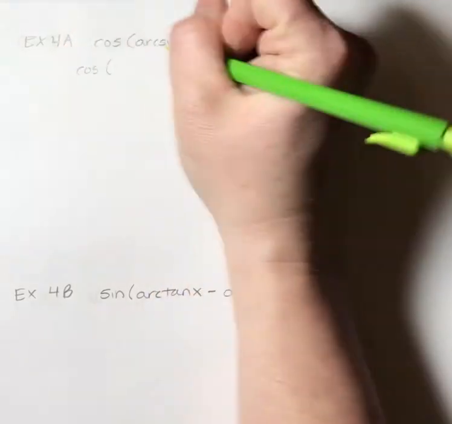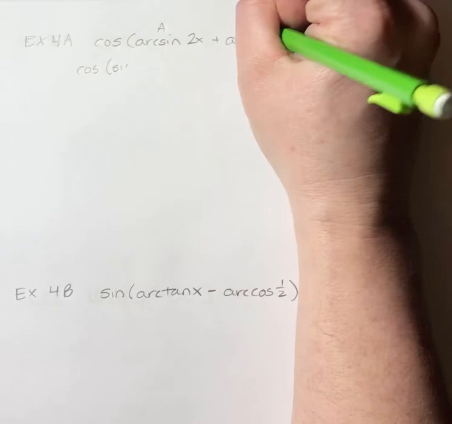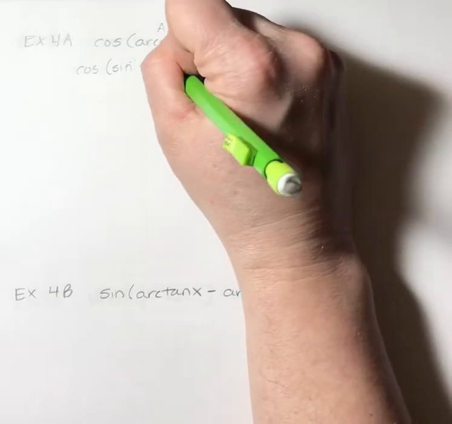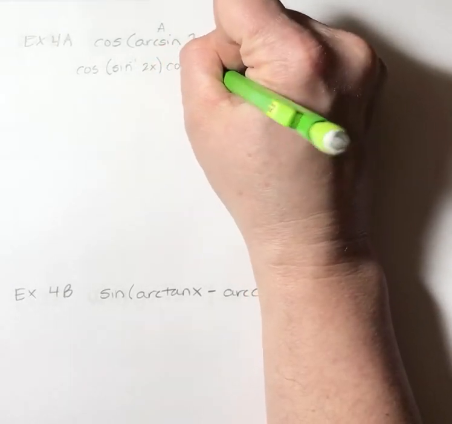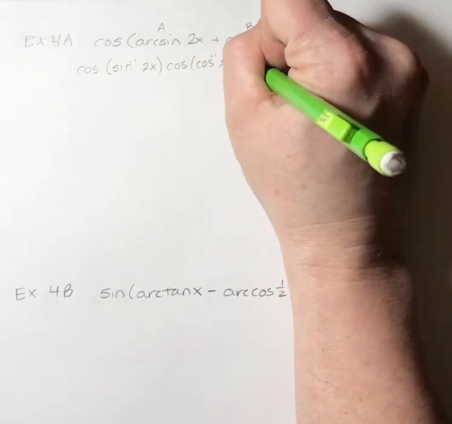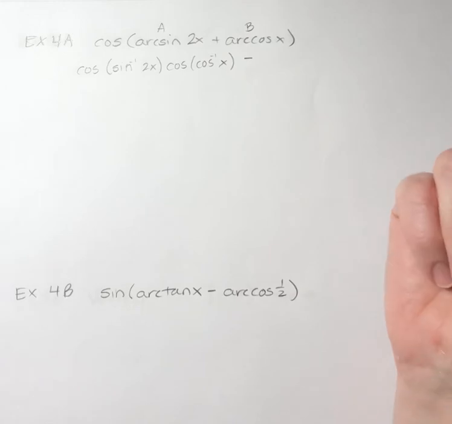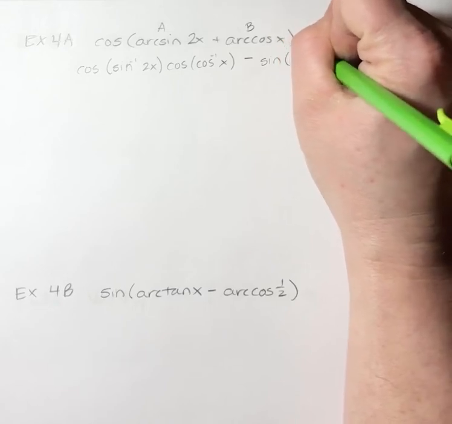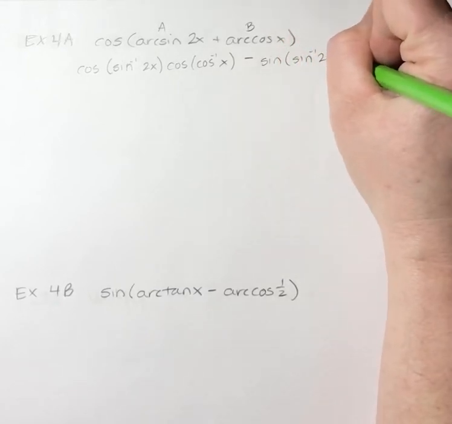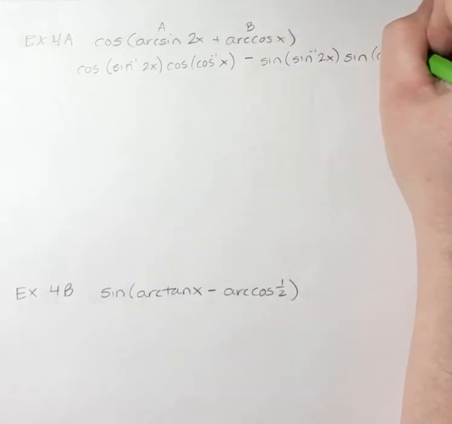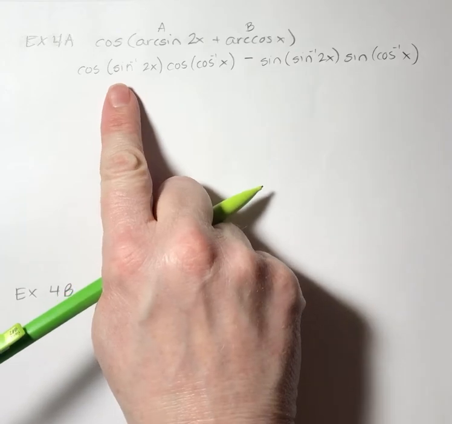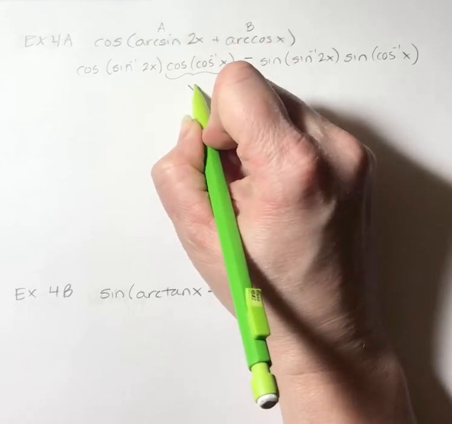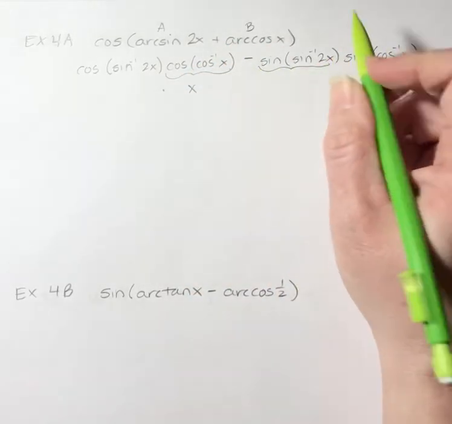So I have cosine of, this is my A and this is my B. Cosine of B. And then minus, because my signs are going to be different, sine of A and the sine of B. So we don't worry about domains, we don't worry about restricted values. So what's nice right here is this is equal to x, and this is equal to 2x.